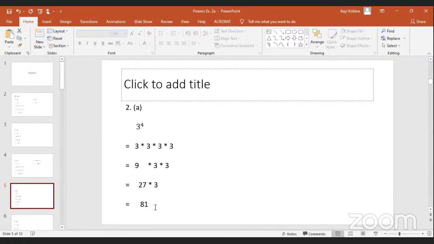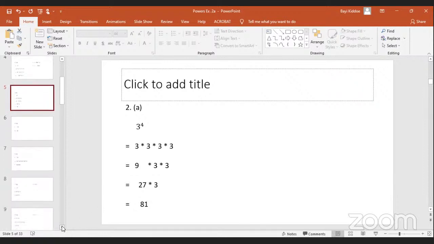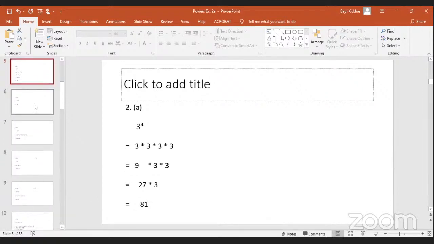Well, I think you're getting the gist of it, right? So let's continue. So that's 2A. All right, let me go through it again. 3 to the 4th power, same thing as 3 times itself 4 times. So 3 times 3 times 3 times 3. 3 times 3 gives you 9. 9 times 3 gives you 27. And 27 times 3 gives you 81, right? So that's the answer there.